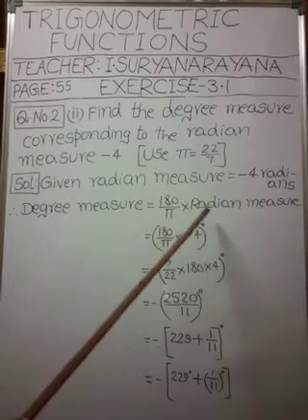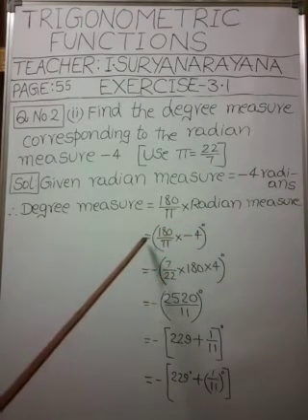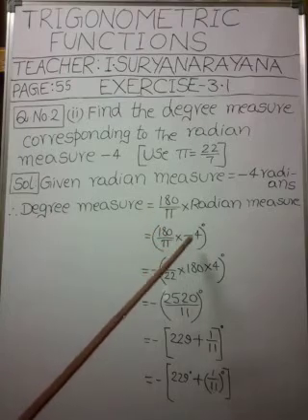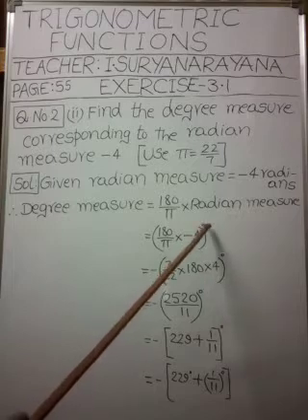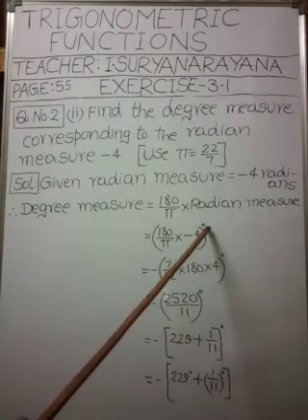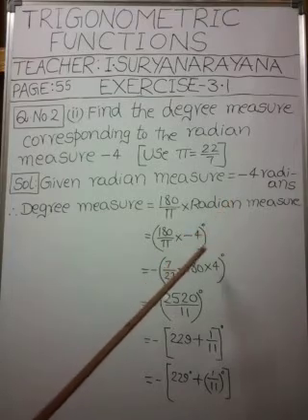Okay, in this formula we substitute the radian measure. That is equal to 180 by pi into, what is the radian measure here? Minus 4 radians. Converted automatically into degrees. Okay, my dear children? Understood this step?